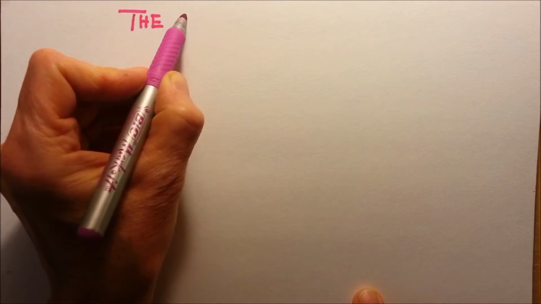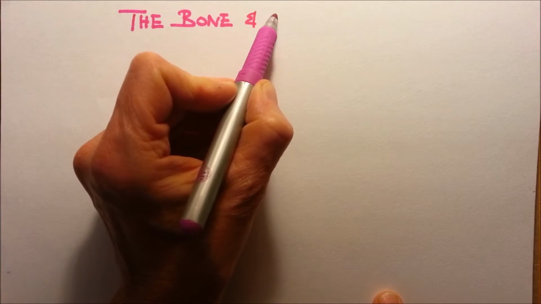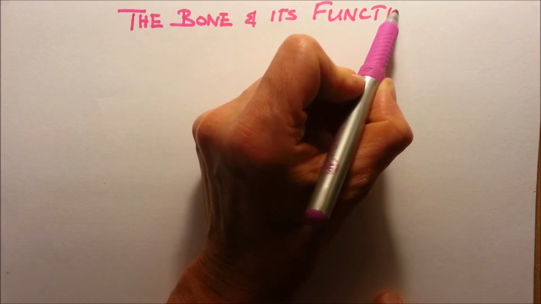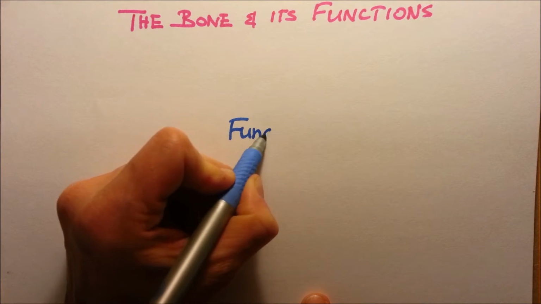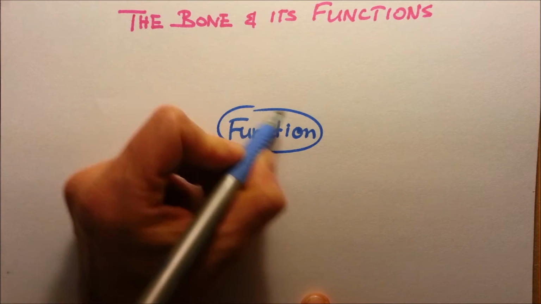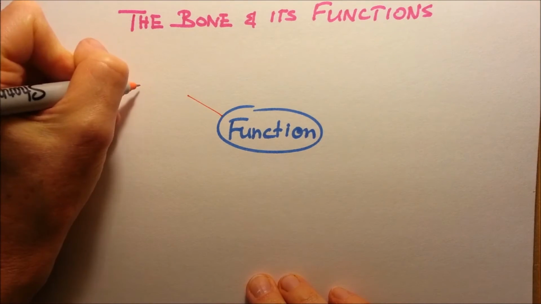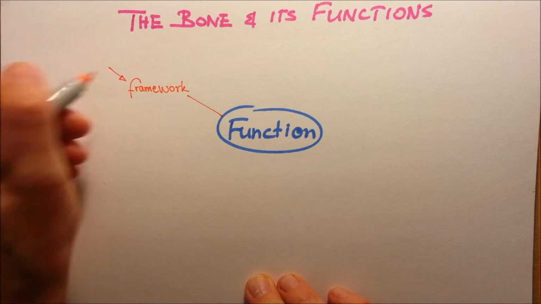The function of the skeletal system. Bones are making up the skeletal system, but that's not the only tissue. We will talk about the connective tissue, the cartilage, that also plays a function to make up our skeletal system. But let's go with the functions. There are 6 functions, and the first one is going to be the framework.